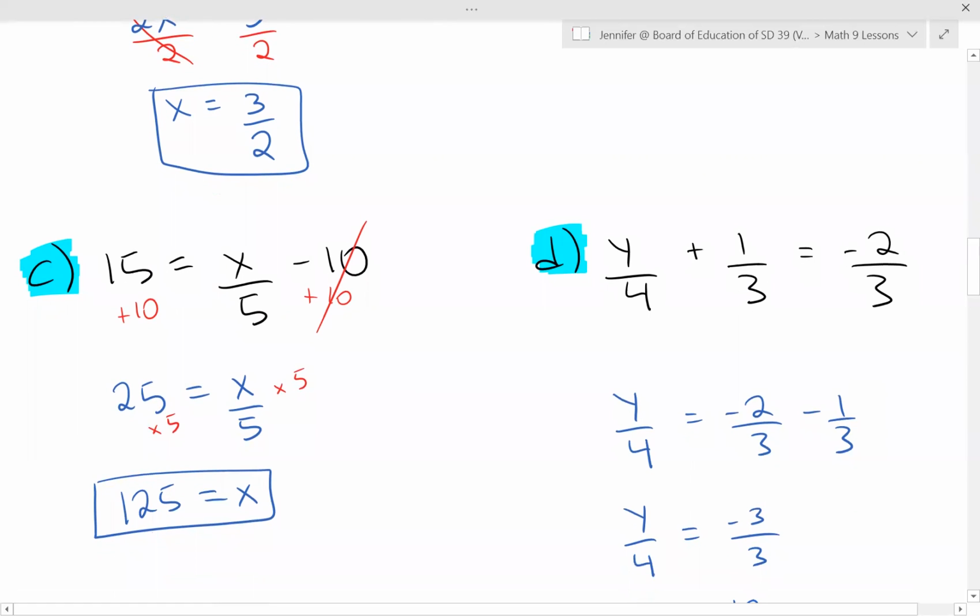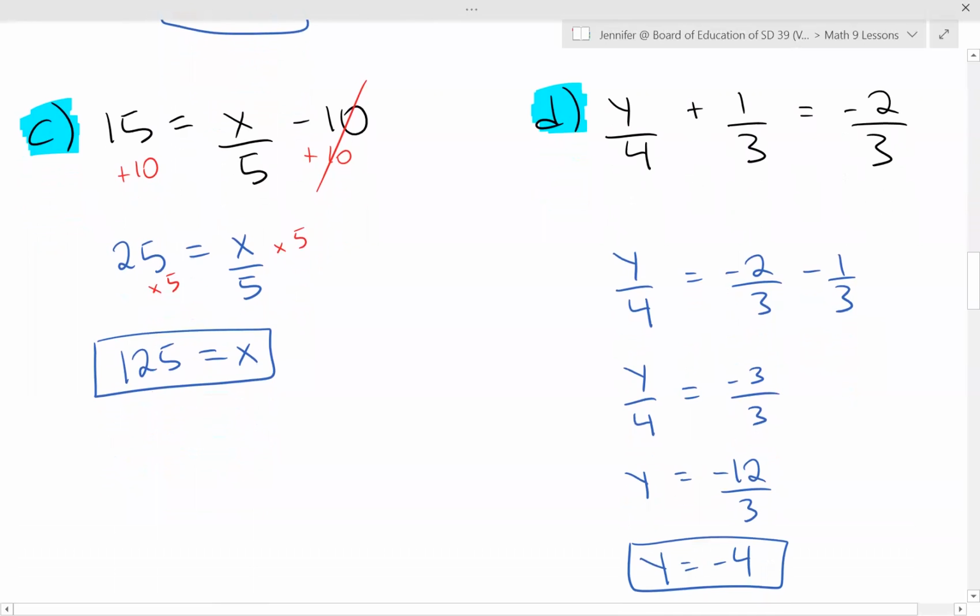Last one of this set, we're using y this time. It doesn't matter. It can be any variable or any letter. And now we have some fractions to deal with. So we've got addition and division. Addition has to go first. We're adding a third, so the opposite of that would be to subtract 1/3 from both sides.